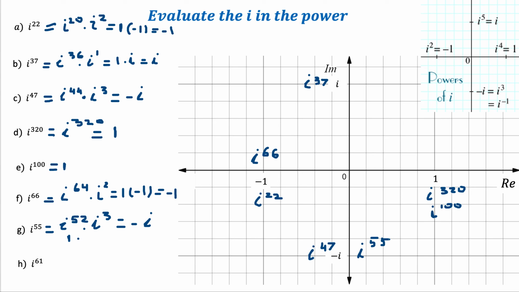And now I have i to the 61. I to the 61 is not divisible by 4. However, 60 is divisible by 4, and so I can write i to the 60 times i. But as we see here, i to the 60 is 1, and 1 times i is equal to i. So i to the 61 is here. And we completed all of these examples. We are done with all the examples. I will stop here.